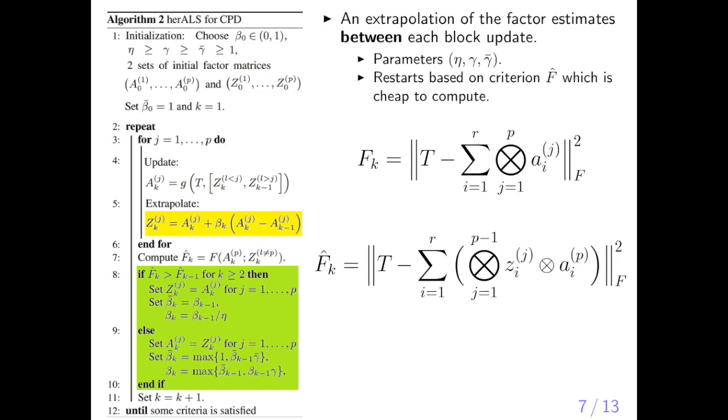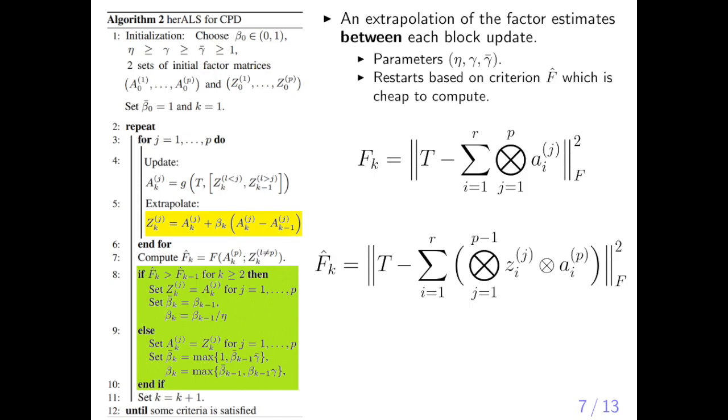But if you use F hat as the criterion for restart, notice that after you perform the update and extrapolate for all the blocks, you can reuse all the already computed components to compute F hat. The computation of F hat is actually partially computed when you update A and Z.